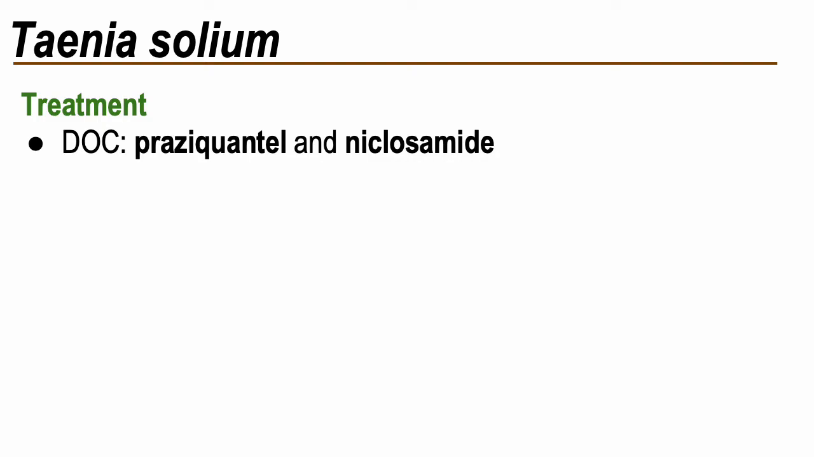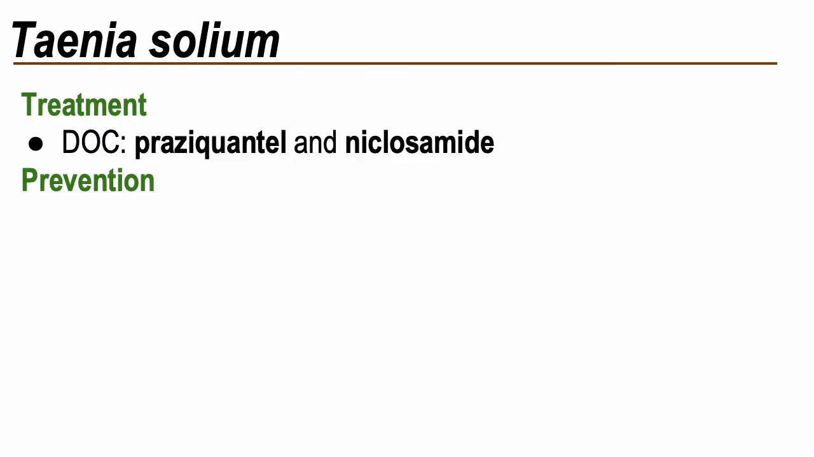So praziquantel works by causing severe spasms and paralysis of the worm's muscle, while niclosamide usually works by blocking the glucose uptake of certain parasites. In terms of other infections, such as the organ and tissue infection, surgical removal can be one of the ways to treat the patient.